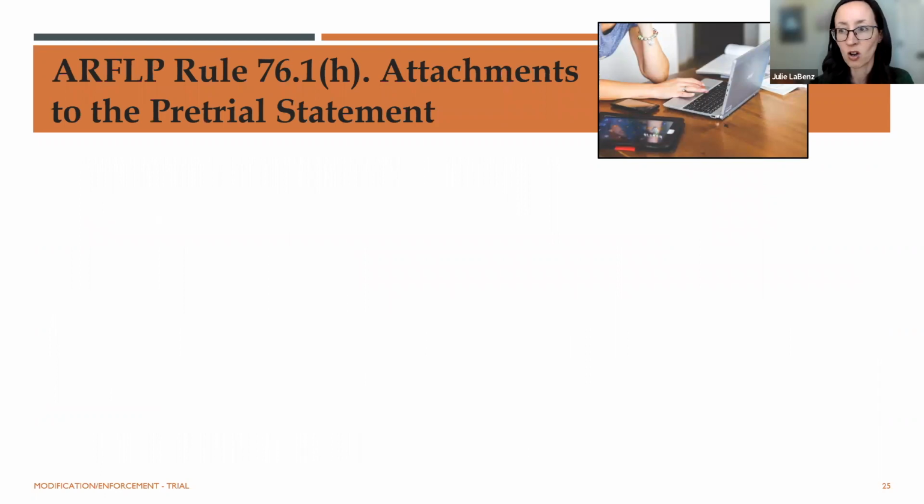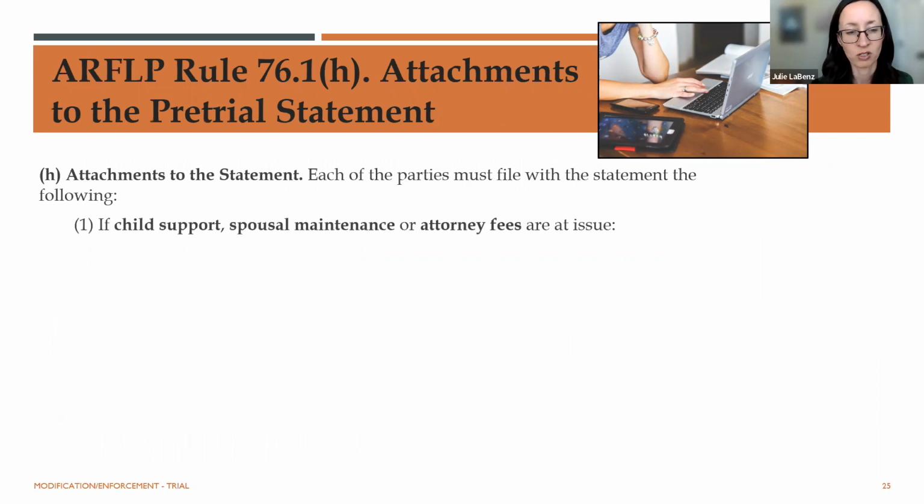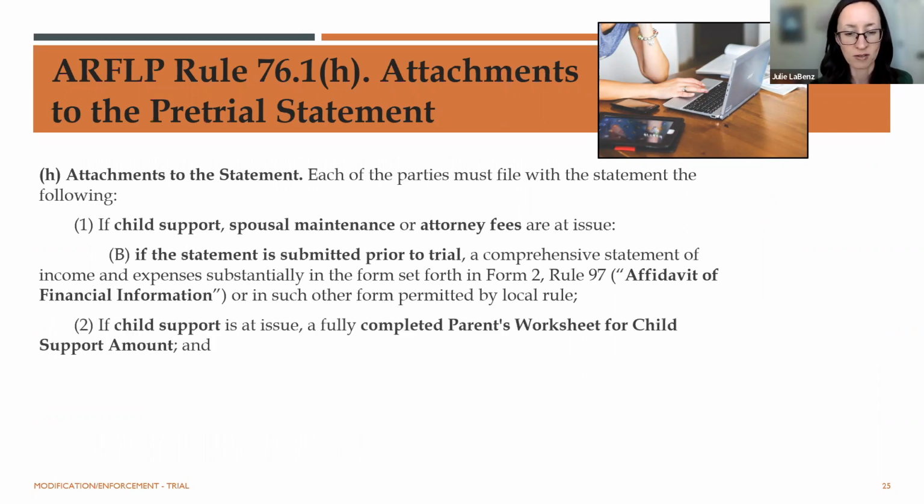In addition to all of those different points that you need to include, there's also attachments that need to be included. So if child support, spousal maintenance, or attorney's fees are at issue, then you need to attach your affidavit of financial information. And if you're looking to enforce or modify child support, then you would need to include a fully completed parent's worksheet for child support amount.